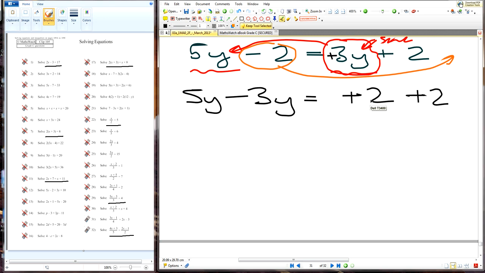When we change side, we change sign. As the plus 3y comes over, it changes to minus 3y. When a minus 2 comes over, it changes to plus 2. So now we have this new scenario here. Okay, let's get a red.